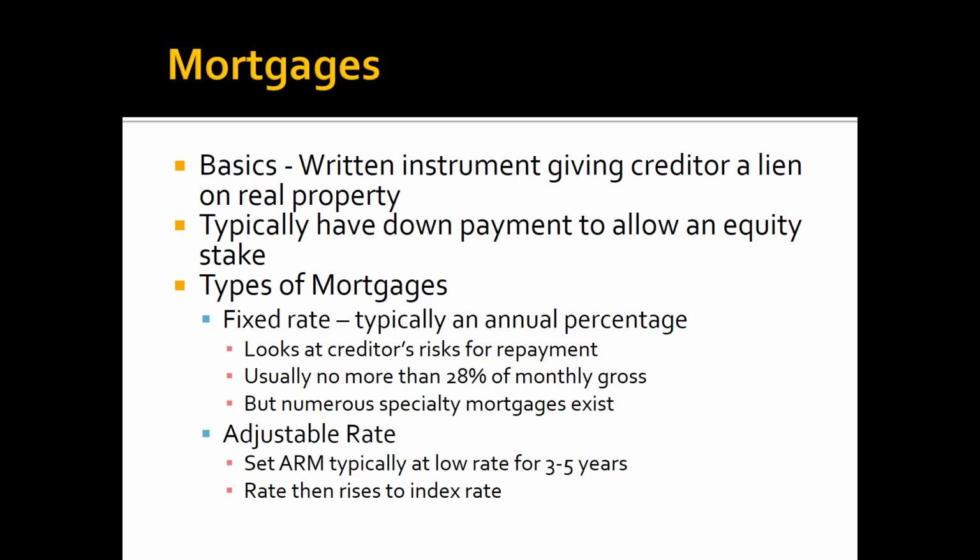But usually, they don't want you paying more than about 25 or 30% of your gross monthly income. There are, as I said, all sorts of specialty ones. Now, usually a fixed rate is a slightly higher rate, and an adjustable rate, at least to start with, is a lower rate that can go up later. But as I said, there is a ton of different types here, including things like balloon mortgages and interest only.